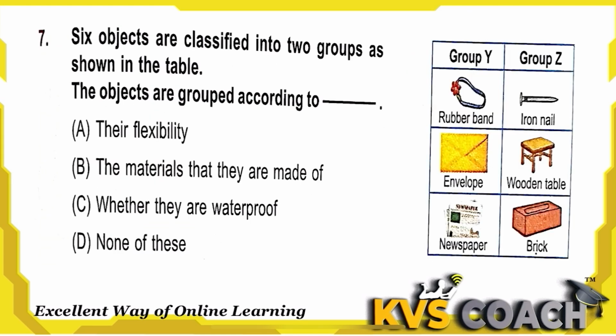Next is, 6 objects are classified into 2 groups as shown in the table. The objects are grouped according to... look, group Y and group Z. All the objects are solid. Rubber band is flexible, envelope is flexible, newspaper is flexible, iron nail is hard but not flexible, wooden table is hard, not flexible, brick is hard and not flexible. So they are grouped by flexibility. Option A is the right answer here.